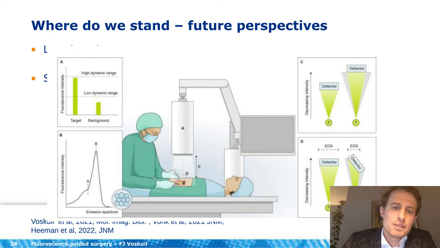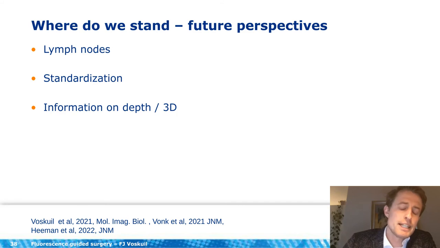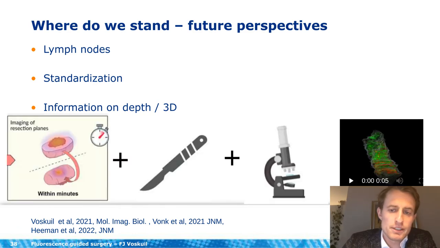And in that regard, we should think of the idea if we should go for in vivo imaging, or that for a lot of indications, ex vivo imaging, where the environment is much more controllable, might suffice as well. We need hardware changes or improvements which generate information on the depth of the fluorescence.